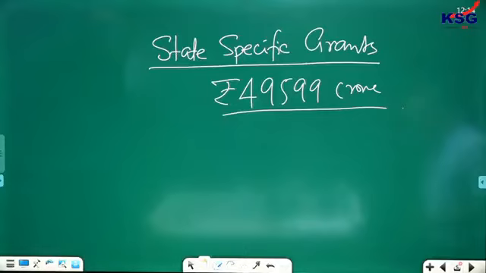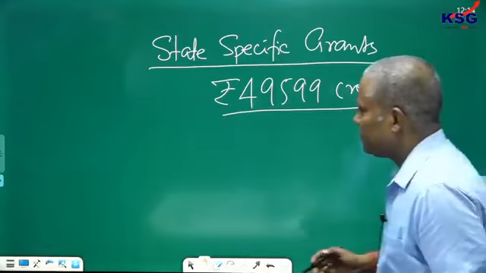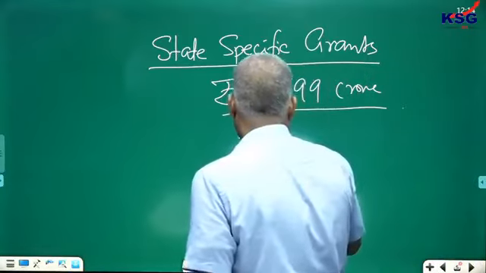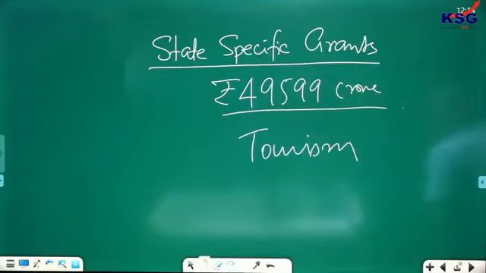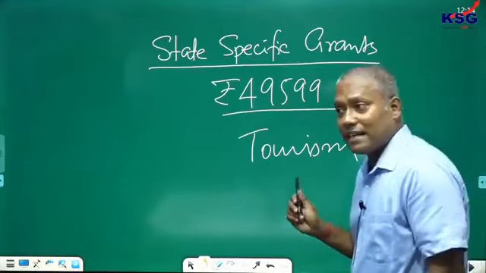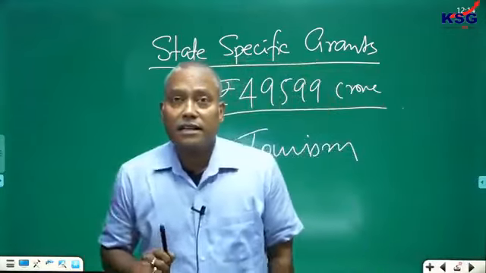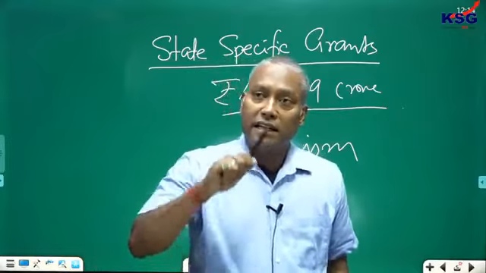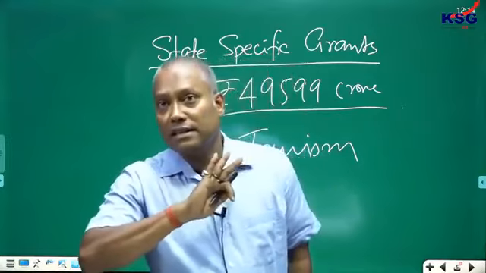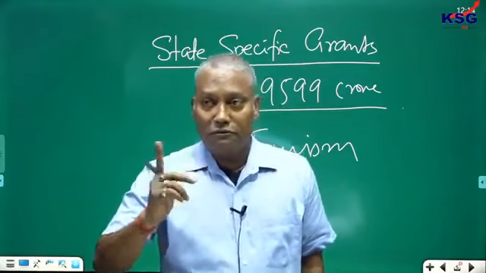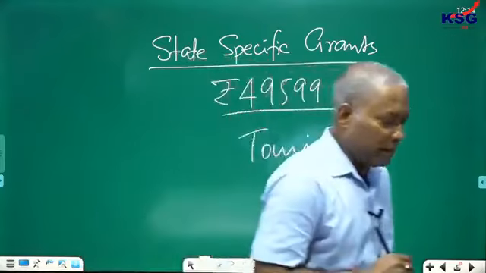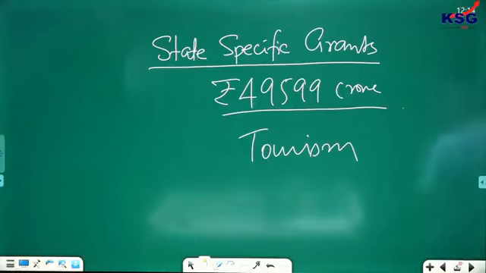And sixth one you write tourism. So for tourism you can get this amount. You remember these 6 areas. These are the state specific grants. In 8 sectors you have seen, that is sector specific grants. You have to remember, because in the PT they can frame questions from this topic. They can ask you related to the finance commissions.